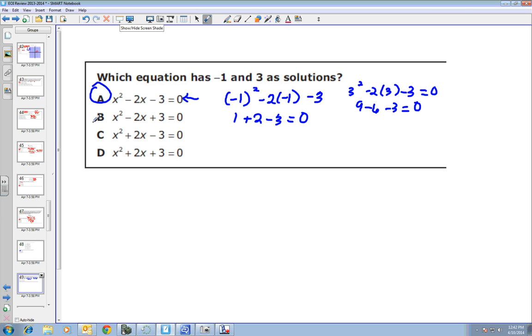So you can plug them in. If I were to graph this, it would cross the x-axis at -1 and 3. Okay? Lots of different ways I can do that.